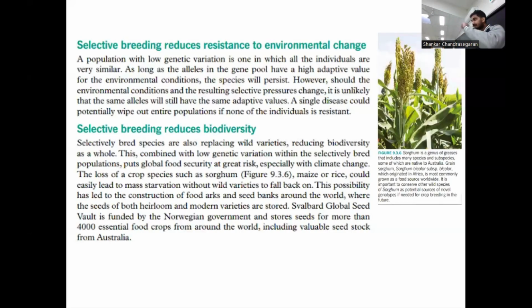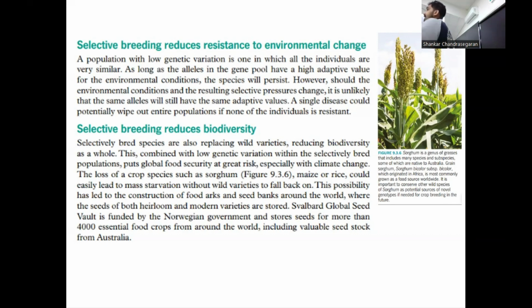Right. So the second one, which is the lower adaptive potential, why is that an issue? Basically, it reduces their resistance to environmental change. So if you are less adaptable to any selection pressure, you are basically less resistant to any environmental change. And obviously, in the age of climate change, plants actually need to be more adaptable than ever to be able to survive the rapid change in the climate.